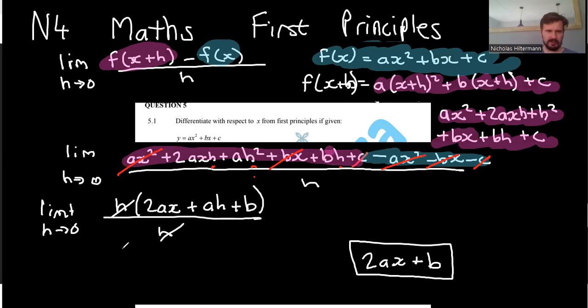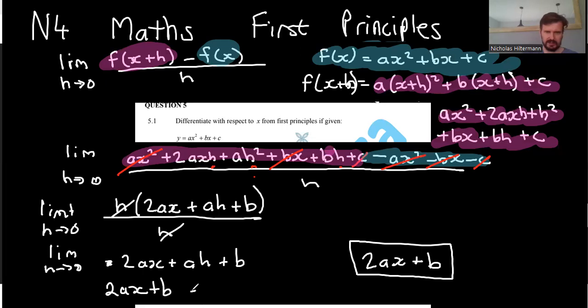And so I end up with limit as h tends to 0 of 2ax plus ah plus b. Now the last step is to replace my h with a 0. So that goes away, and I'm left with 2ax plus b. And you see, that's definitely right. I know I've got the 5 marks.